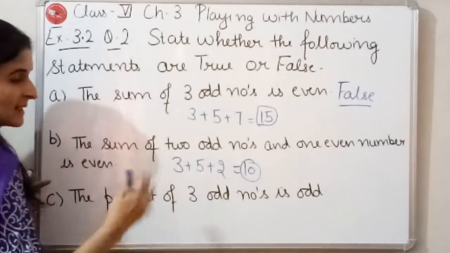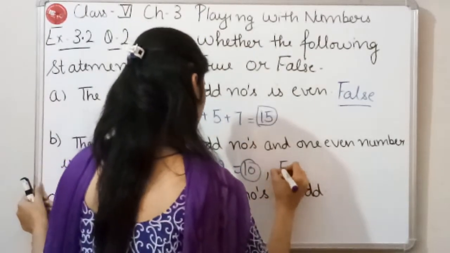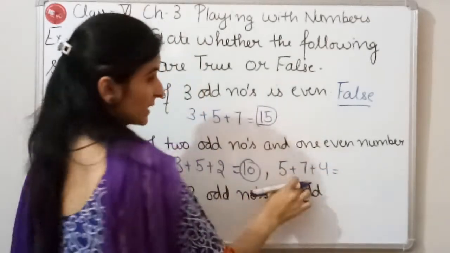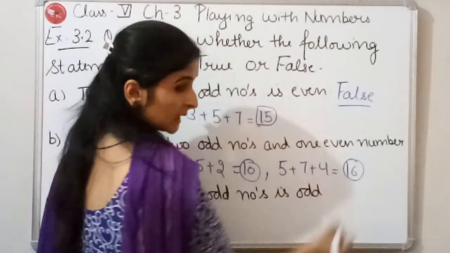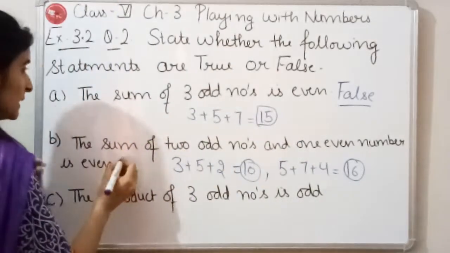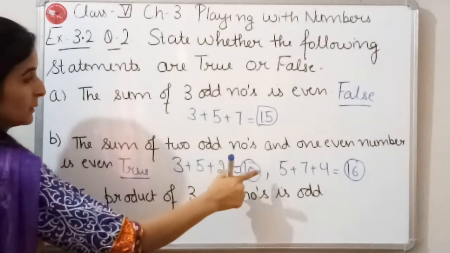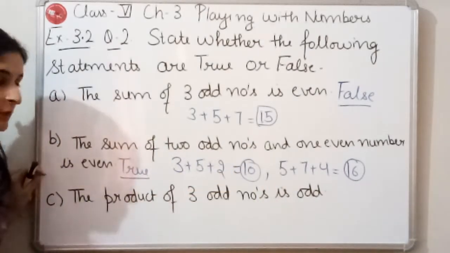Okay. Now let's take one more example for that. Suppose I am taking 5 plus 7 plus 4. 5 plus 7 is 12. 12 plus 4 is 16. 16 is again an even number. So it means this statement is true. The sum of two odd numbers and one even number is equal to an even number.